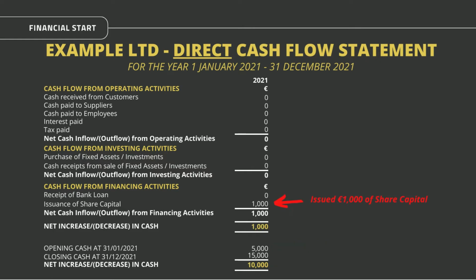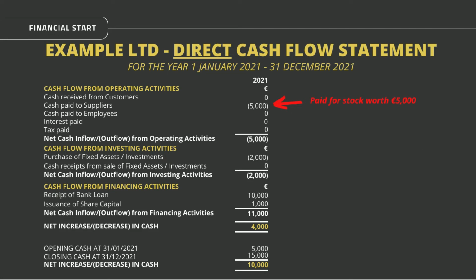cash moved. During the year, the owners issued €1,000 of share capital to a new investor. That is a financing activity and goes into the financing activity section. They also took out a loan of €10,000 from the bank. This is also a financing activity and belongs in the financing activity section too. They then purchased a machine, an investment in the business, worth €2,000. This goes into the investment activity section.